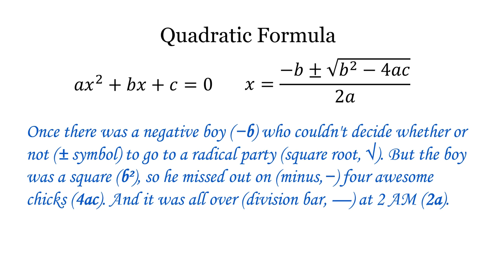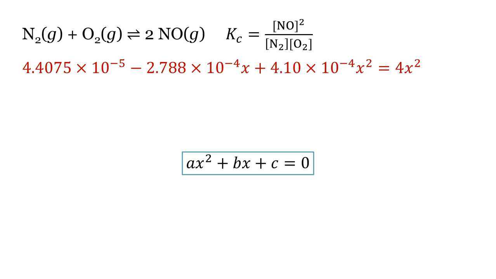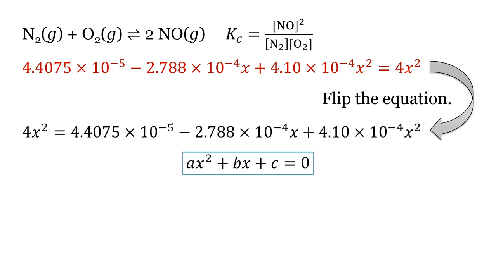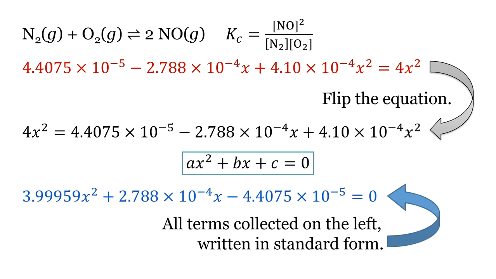Now, a word of caution. Only use graphing calculators or web-based calculators to check your work. You must be able to do these calculations using only a basic calculator on the homework and on the exam. Okay, so let's get back to our equilibrium problem. I've repeated our red equation from the previous slide here, as well as the standard form for a quadratic equation in the box. Next, I flipped the equation to get the 4x squared term on the left-hand side. Finally, I rewrote the equation in standard form with all of the terms collected on the left, written in descending powers of X, and set equal to 0.